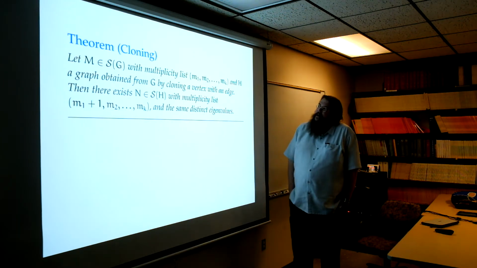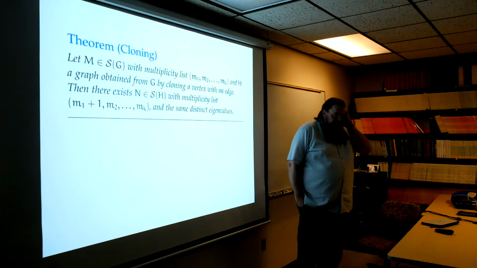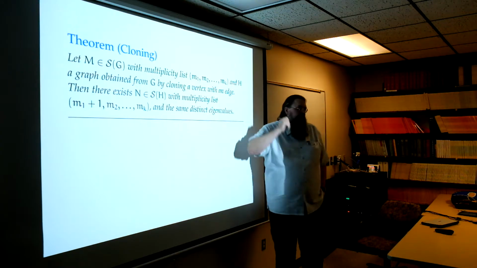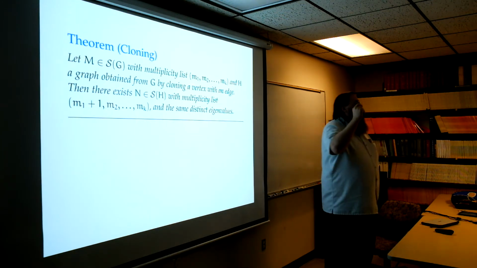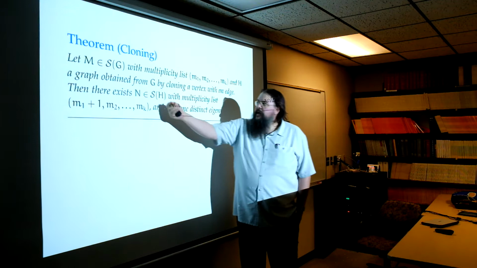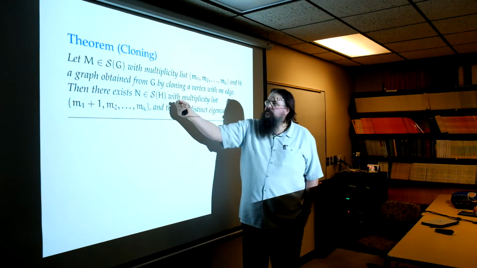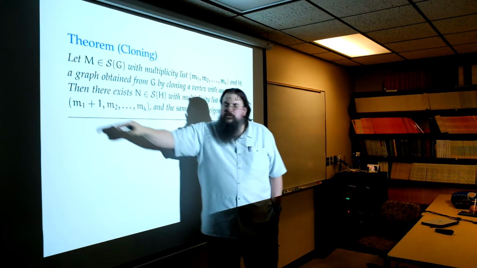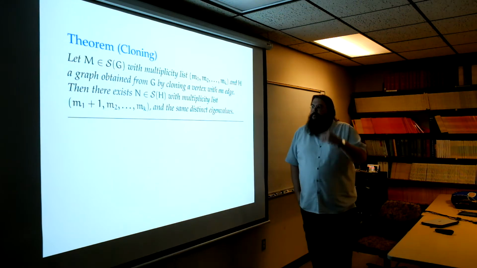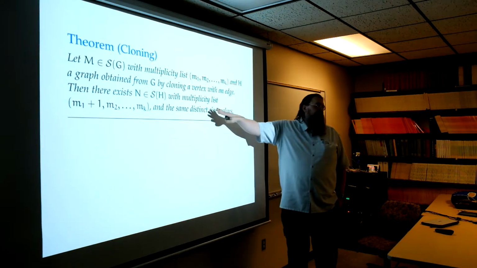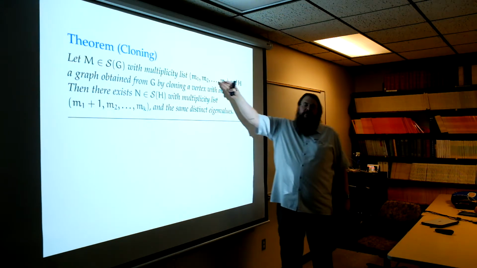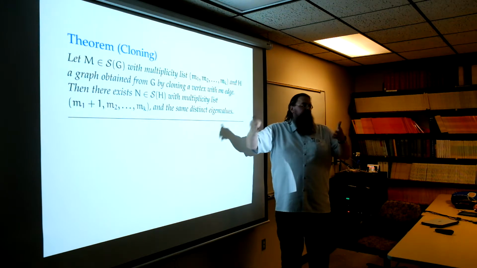Here's the theorem. If I have a matrix for my graph, and it has a nice ordered multiplicity list, M1 up through MK, and I now clone, so I just take one vertex and I clone it with an edge. With an edge is important here. Then I can get a new matrix from this clone version, where it's the same multiplicity list except the first entry goes up by 1. Okay, so that allows us to make a little bit of progress. As a bonus, we have the same set of distinct eigenvalues. So more or less we can maintain spectrally arbitrary. If I start with something spectrally arbitrary and clone, the result is spectrally arbitrary.